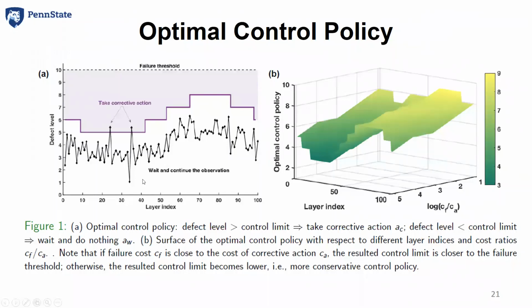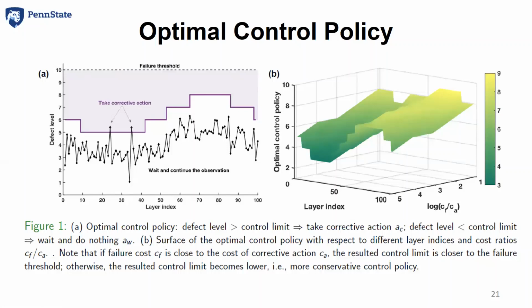As we can see, this is a log scale. If the failure cost is very close to the action cost over here, then the limit is higher. That means failure cost is not that high, so the control limit is higher. But if the failure cost is significantly higher than the action cost, then the limit is much tighter. We have a much lower control limit. This is because failure cost is very high, so we need to take every possible action to control the quality of the build.